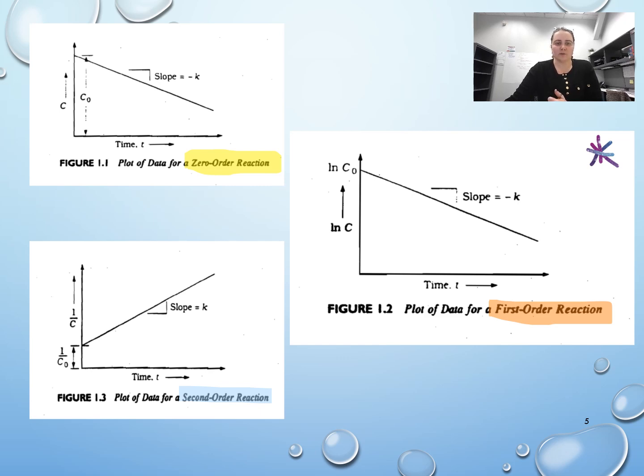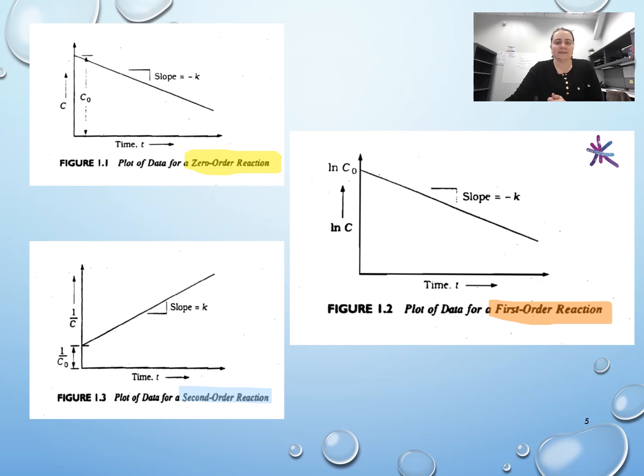On this particular plot, we're plotting concentration on the y-axis and time t on the x-axis. And you'll see that we started at a specific concentration, C naught, and over time we have a negative slope. That slope is going to be your rate of reaction, a negative K. So here we're plotting concentration versus time, and this is the zero order reaction.